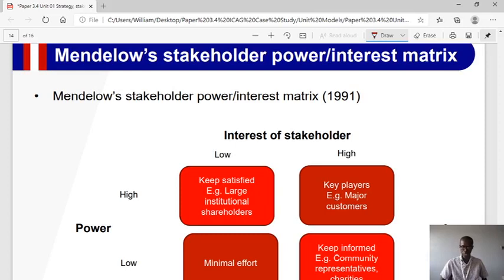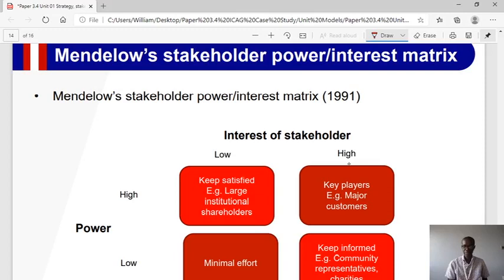when you have stakeholder groups, you have to look at their power, the ability to influence decision or the direction of the organization, and it could be low power or it could be high power. Then you look at the interest of the stakeholders, and it could be low interest or high interest.